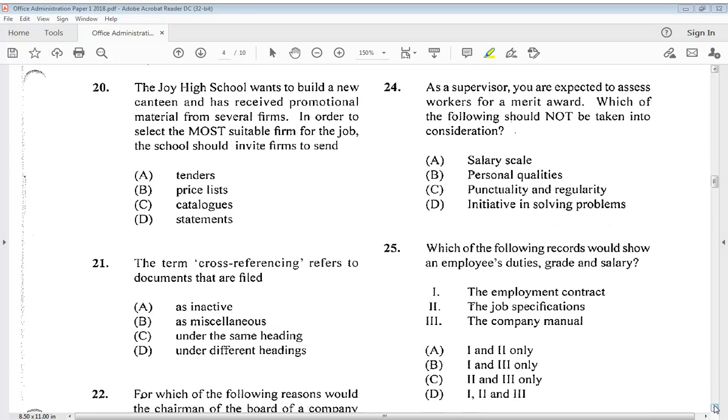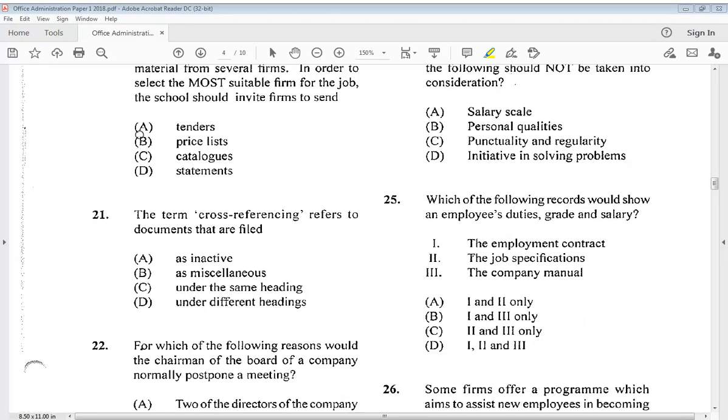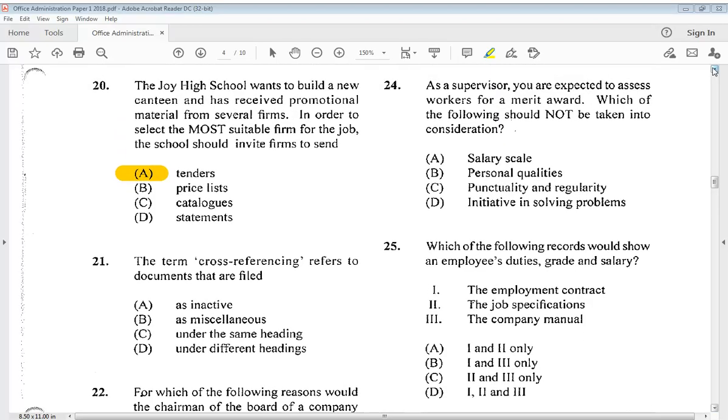The Joy High School wants to build a new canteen and has received promotional material from several firms. In order to select the most suitable firm for the job, the school should invite firms to send A, tenders, B, price lists, C, catalogs, or D, statements. So we know, in order to select the most suitable firm for the job, the school would invite by means of tenders. A. So the school would invite them to send tenders and then they would select.